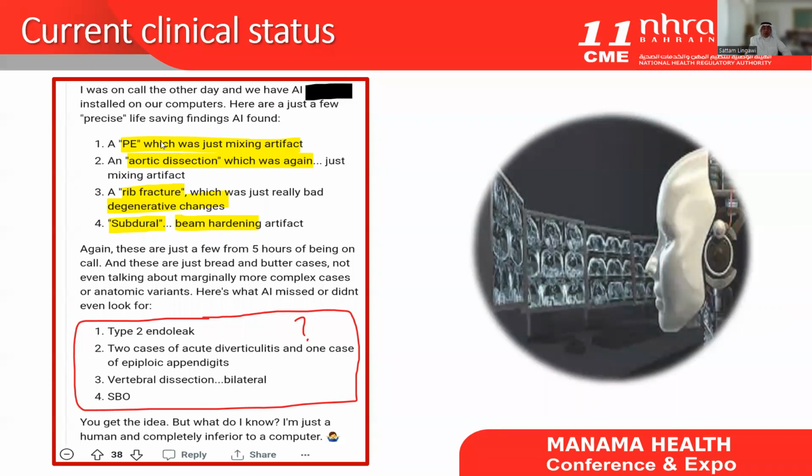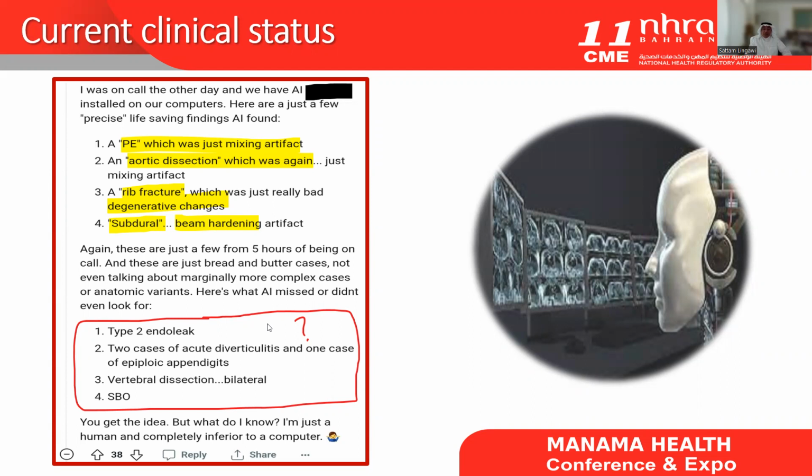So he said, during my on-call, using a particular brand of artificial intelligence, these were misses or misinterpretations by the software. A case was called as a PE, while it's actually a contrast mixing artifact. Similarly, a contrast mixing artifact was mistakenly interpreted as aortic dissection. A rib fracture was called, while in reality it's only degenerative changes. A subdural was called, while it's actually a beam hardening artifact.